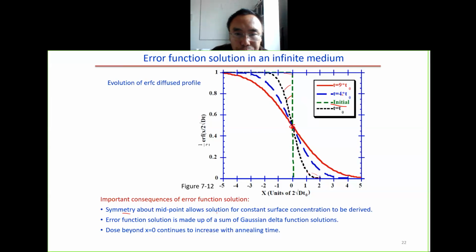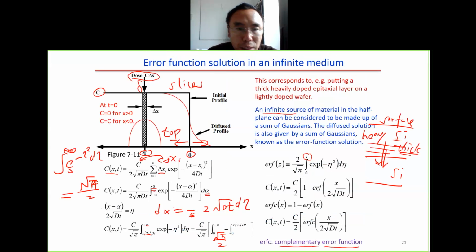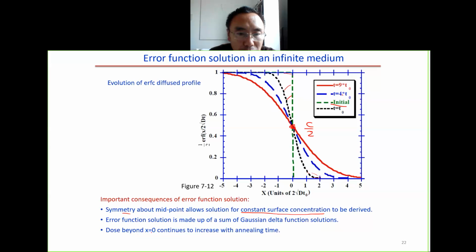And also we have a constant surface concentration. The surface concentration here is constant, C over 2. But this is also important: this error function solution is made up of the sum of Gaussian delta function solutions. This is what we see here, for the integration. Those beyond x equal to 0 continue to increase with the annealing time. See, this is the dose. C dx is the dose. So this will increase with time. You can see it becomes higher and higher.